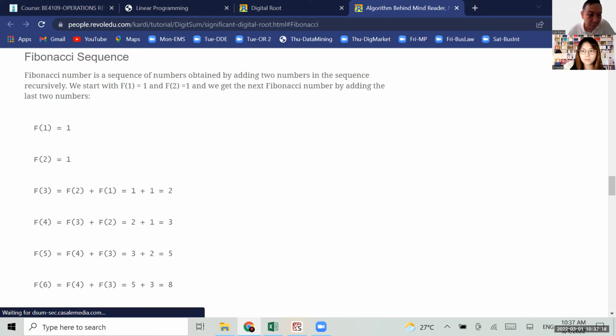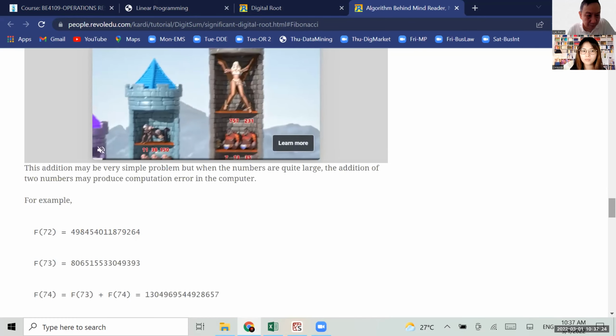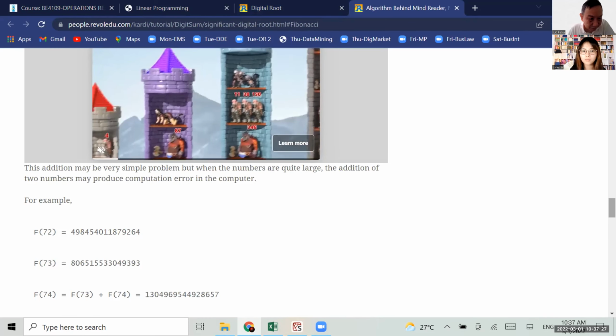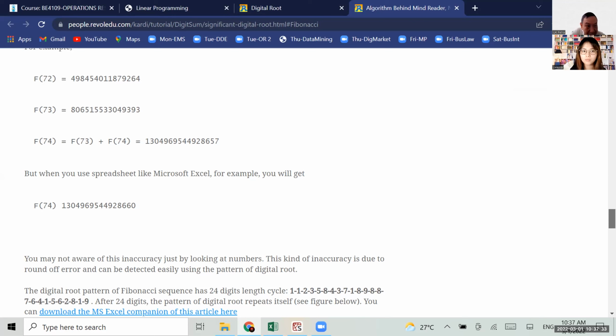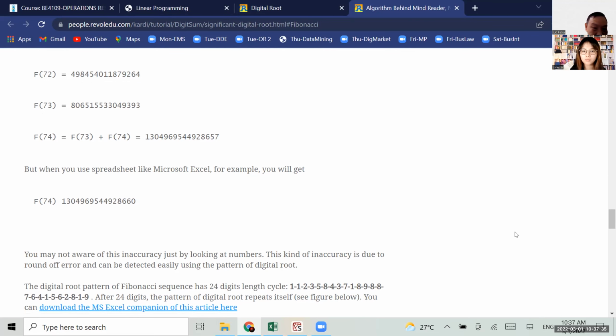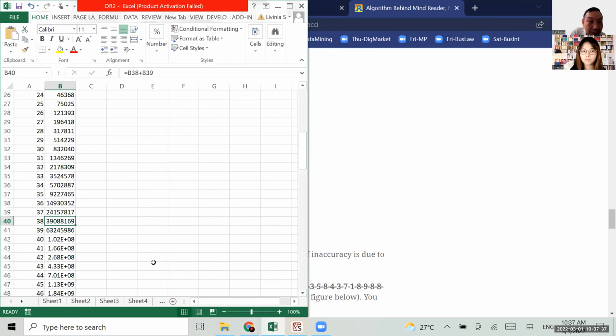F1 is 1, F2 is 2, okay, and you continue down a little bit, you will see. So in 72 is like that, 73, 74, oh, 74 is a problem. You can start to see in Excel like this, okay? And if you want to test, you test the digital root of Fibonacci.